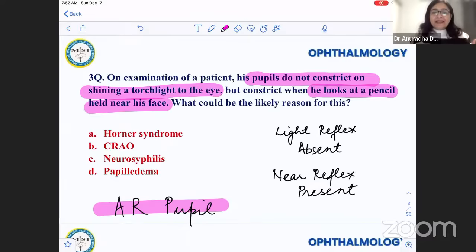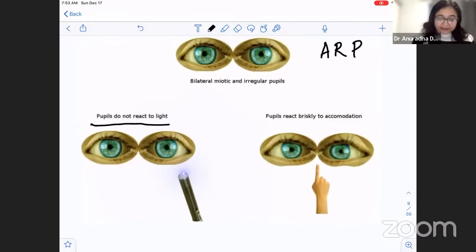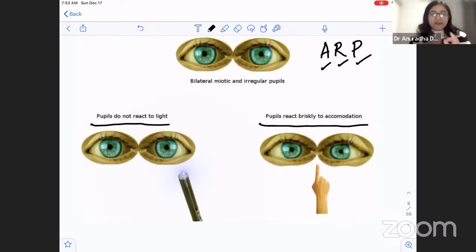So what is the most likely reason from the choices given? Horner syndrome, CRAO, neurosyphilis, papilledema. AR pupil out of these choices is seen in neurosyphilis. I'm so happy all of you are correct. Neurosyphilis is one of the causes of AR pupil. Just for your understanding, in AR pupil, or Argyll Robertson pupil, the pupils are small in size, miotic and irregular, but they do not react to light. But they react briskly to accommodation. An easy way to remember: ARP, accommodation reflex present. So that is AR pupil, which is seen in neurosyphilis.